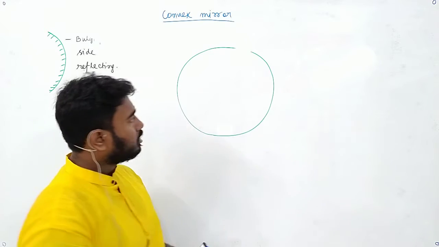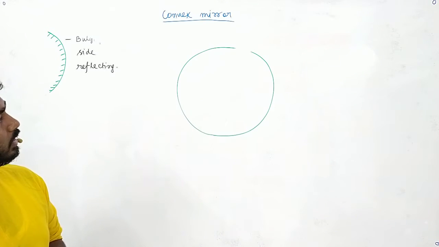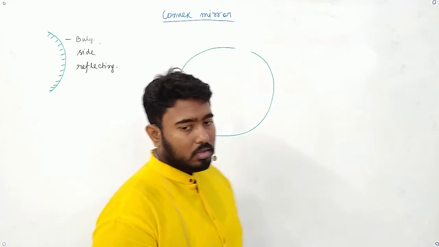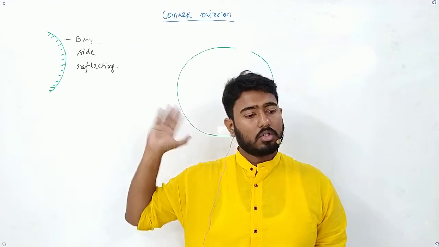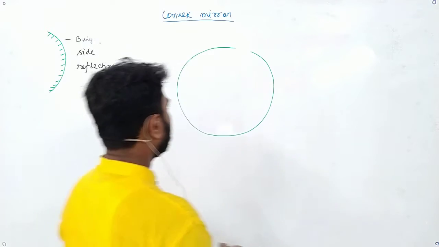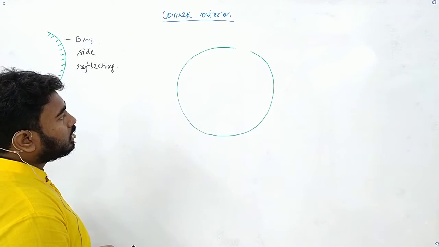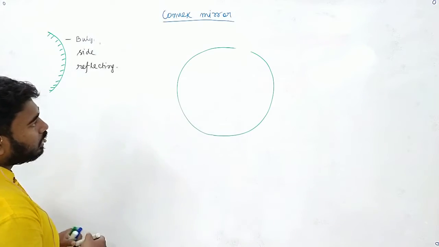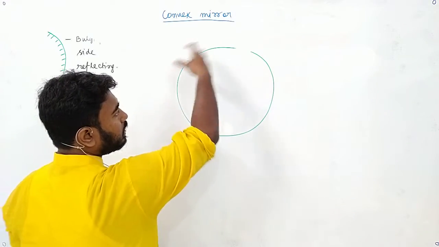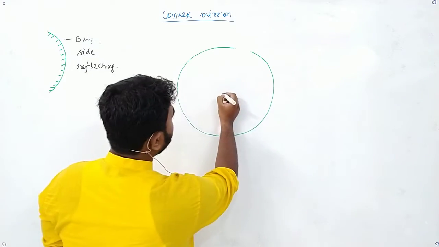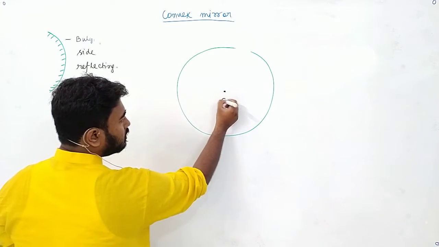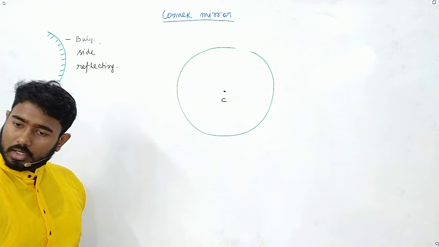Okay, this is a sphere. Now we want to make a convex mirror out of the spherical shell. To make this convex mirror, first tell me, where will be the center of the spherical shell? In the middle. So let us take this as the middle portion. So I can write it as C. Can I write it as C?